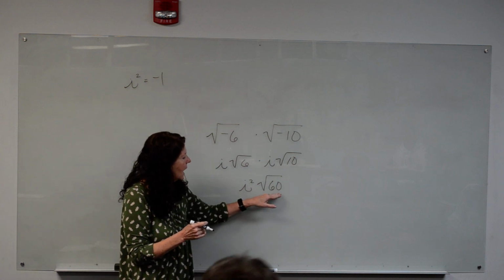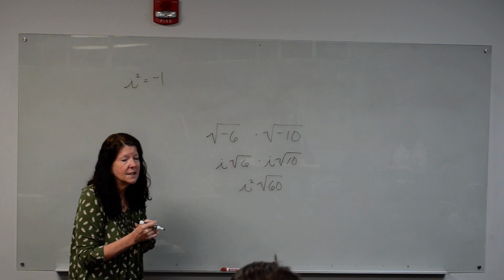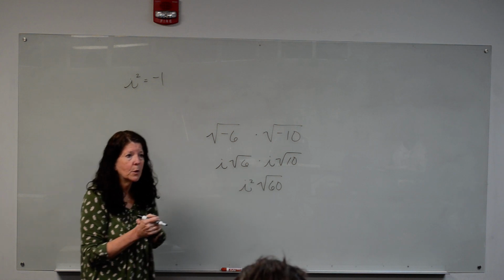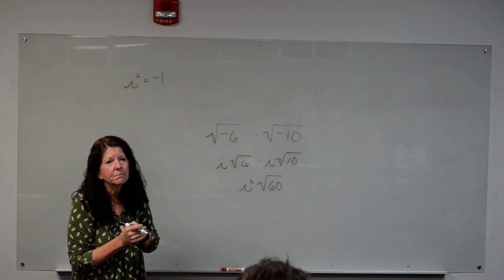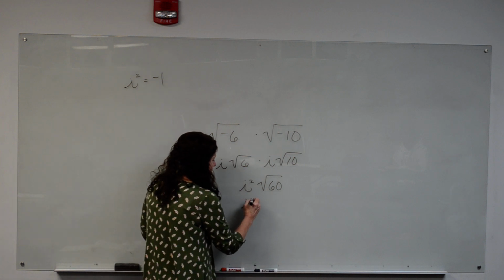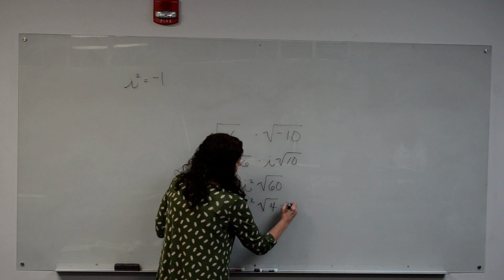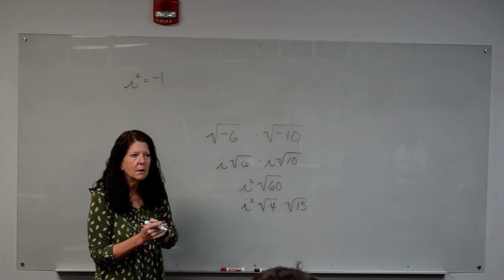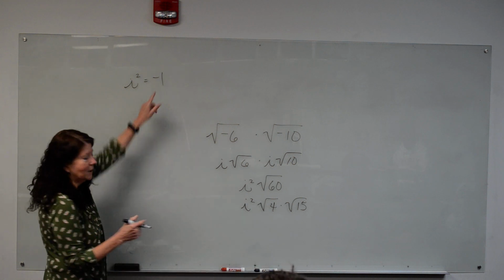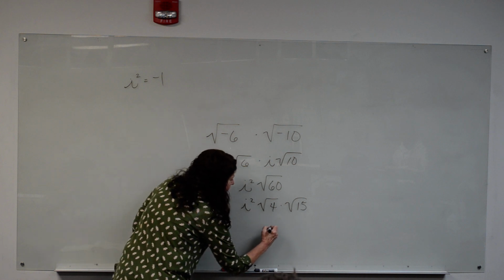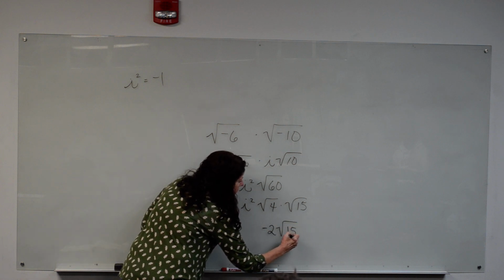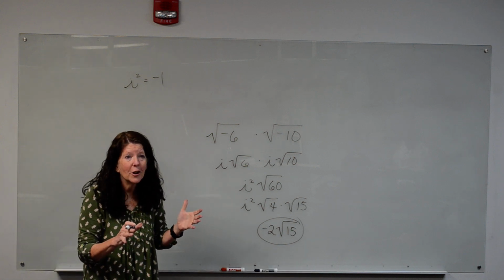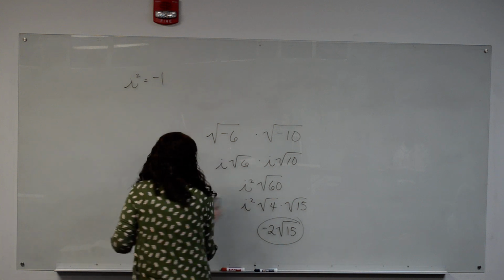Is there anything that I can multiply together to get 60 that I can take the square root of? How about 4 and 15? Okay, so I have an i squared, I have a square root of 4, I have a square root of 15. What's the square root of 4? 2. What is i squared? -1. So I have 2 times -1, or I have a -2 on the square root of 15. It's not hard, it's just weird.